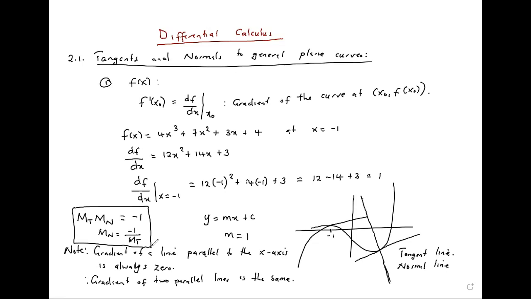So I'll give any examples. Now I give you also an example from the notes. Example 2.1.1. Find the tangent and normal lines to the curve x squared minus xy plus y squared is equal to 7 at a point -1, 2.